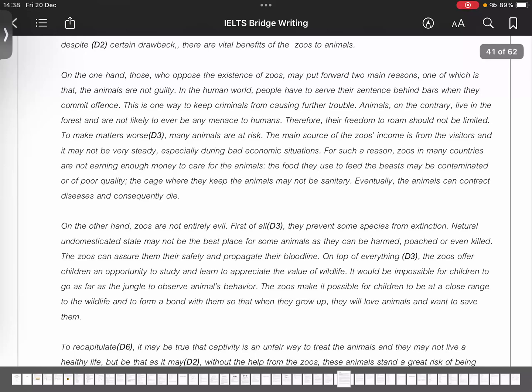On top of everything, the zoos offer students an opportunity to study and learn to appreciate the value of wildlife. Okay, so this is the next important thing about the zoo. It gives young people an opportunity to come over, to learn, to appreciate the animals. It would be impossible for children to go as far as the jungle to observe animals' behaviors. However, the zoos make it possible for children to be at a close range to the wildlife and to form a bond with them. Okay, so imagine this.